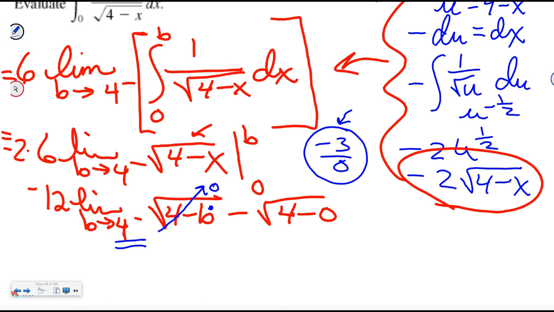And I was glad they asked it because I think other people were probably thinking it. So this is negative 12 times 0, minus the square root of 4 is 2. My answer is 24.